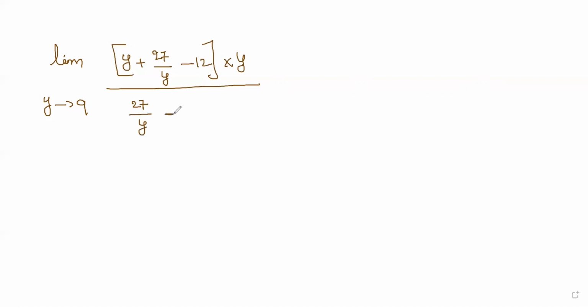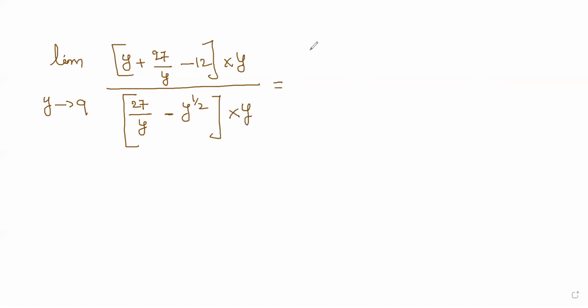So limit y tends to 9. I can write it as y plus 3 cube, which is 27, by y, minus 12, into y, whole divided by 27 by y minus y power half. 3 cube I have written as 27 and then multiplied by y.